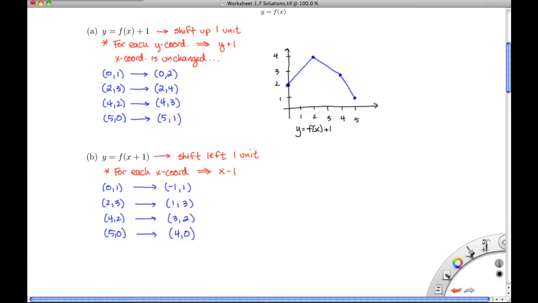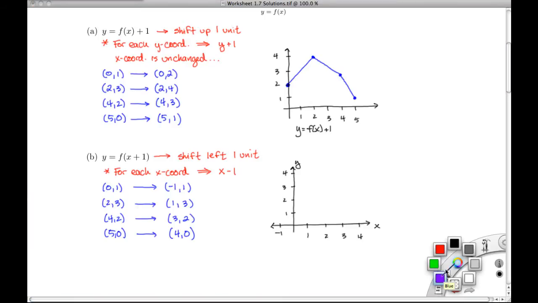And if we then graph these points on a set of axes, we're going to need to get a little bit farther over to the negative side of the x-axis. We'll leave some space there. So we'll have negative 1, 0, 1, 2, 3, and 4. And then we'll go up to 4. So we've got 1, 2, 3, 4 on the y-axis, and then we'll just go ahead and we'll plot these points.